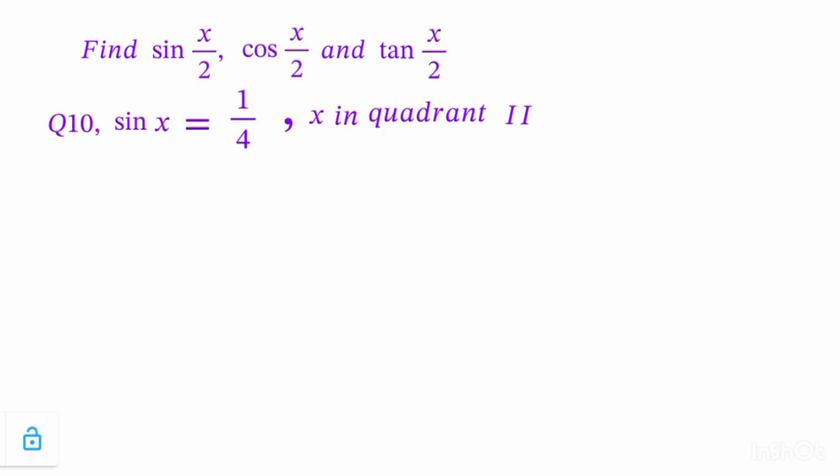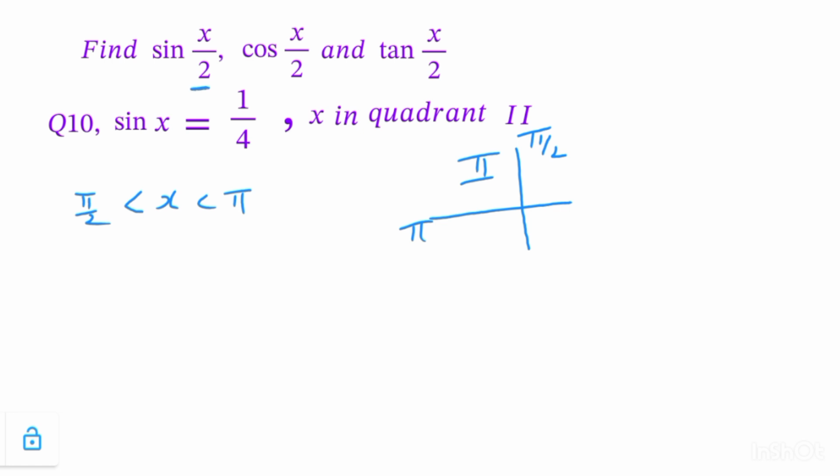Now we will solve question number 10, and in this question we have to find out the value of sin x by 2, cos x by 2 and tan x by 2, where sin x is given as 1 by 4 and x lies in the second quadrant. So the second quadrant is this, and here the value is between pi by 2 and pi. That means if x is in the second quadrant, then the value of x is greater than pi by 2 and less than pi. But we have to find out the value of x by 2.